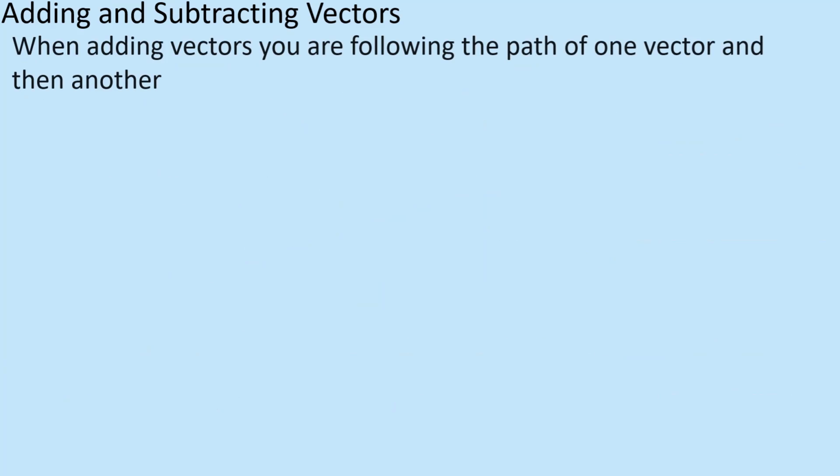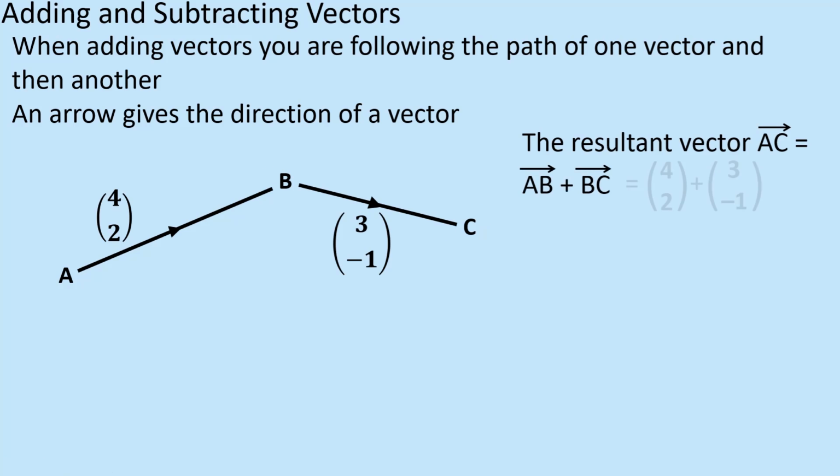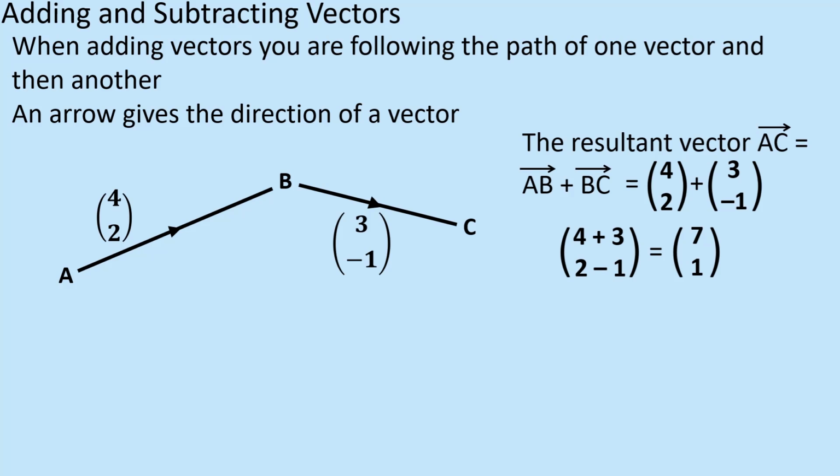Alright, so if you are adding vectors, there are easier ways of doing this. If I wanted to go from A to C, then I need to add the 2 vectors, because AC is AB plus BC, which is (4, 2) plus (3, -1), and that's going to give me 4 plus 3, which is 7, and 2 minus 1, which is going to give me 1.